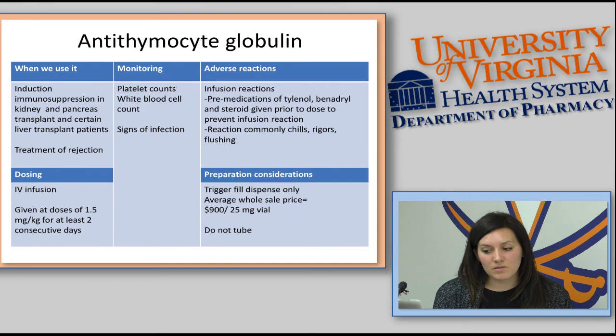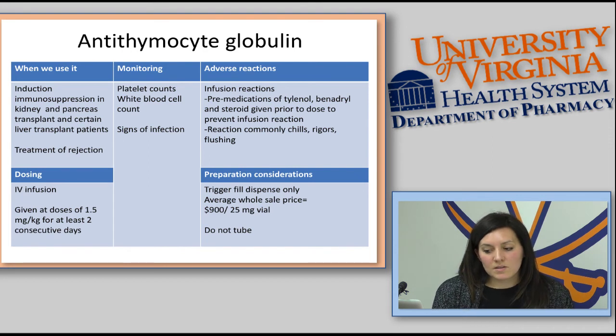Thymo can also be used as treatment for rejection. So if a patient has received their induction immunosuppression, is on maintenance immunosuppression, and then later experiences rejection of the organ, meaning that the body's immune system has recognized that it is non-self and has caused damage to it, we would then use antithymocyte globulin after the time of transplant to reduce the immune system's function enough to protect the organ.